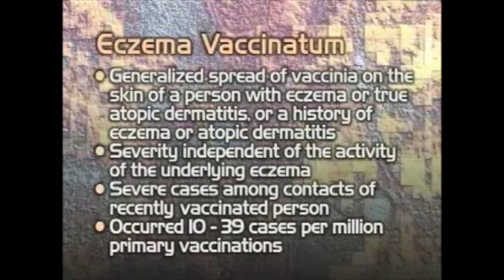Eczema vaccinatum is the generalized spread of vaccinia on the skin of a person with eczema or true atopic dermatitis, or a history of eczema or atopic dermatitis. The most serious cases among vaccine recipients occur among primary vaccinees and are independent of the activity of the underlying eczema. Severe cases have also been observed after contact of a recently vaccinated person with someone who has eczema or atopic dermatitis. It occurred at a rate of 10 to 39 cases per million primary vaccinations.